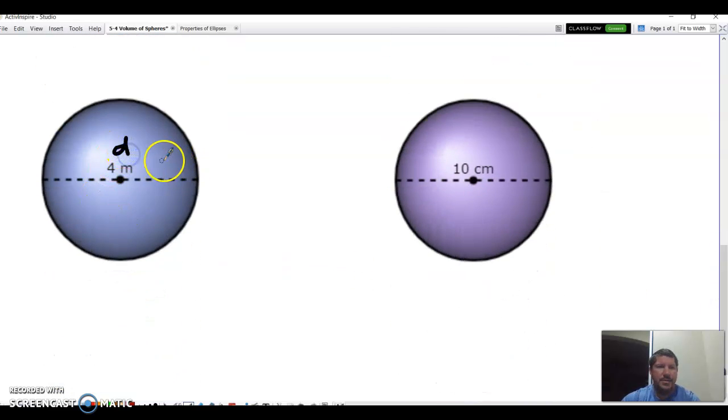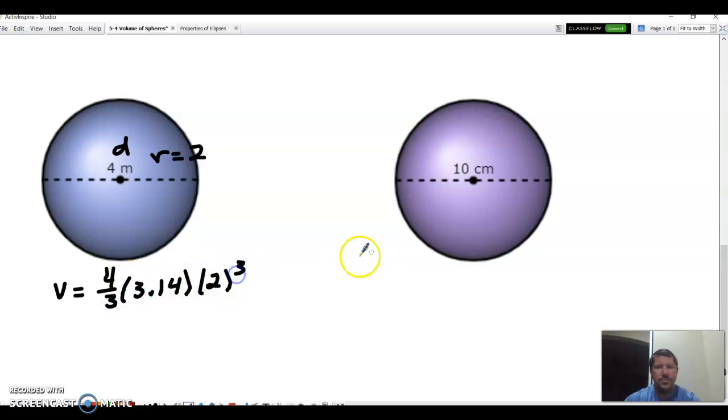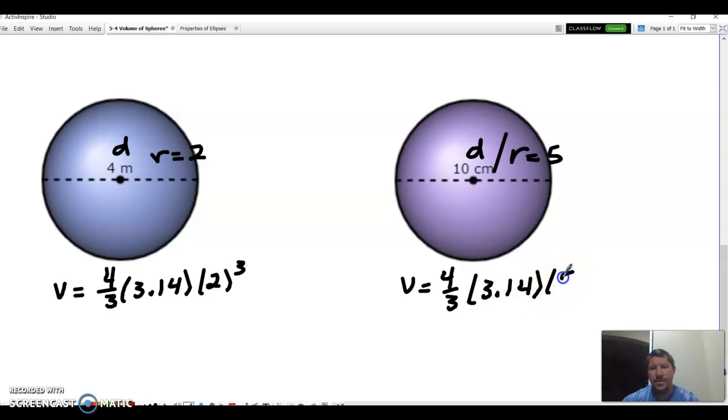This is my diameter, which means my radius is 2, so the volume for this one will be 4/3 times 3.14 times 2 cubed. And again, whoa, that's not radius, that's diameter. Diameter, which means my radius in this case is 5, so volume is 4/3 times 3.14 times 5 cubed.